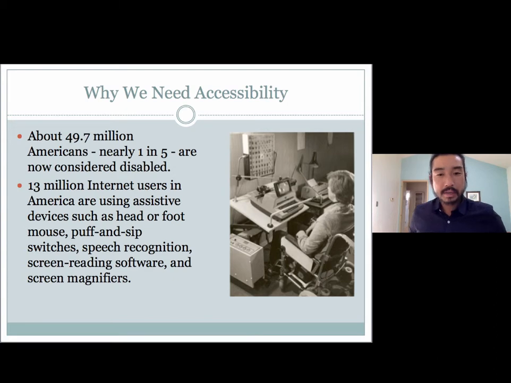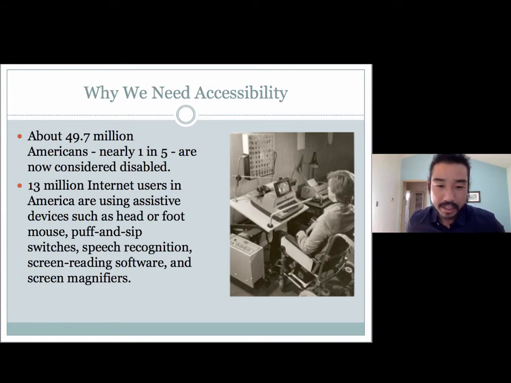I also want you to think about the internet users in general. So we have 13 million internet users in America who are using assistive devices such as a head or foot mouse, which are for users who don't have use of their hands or arms. We have a puff and sip switch, which is another way to navigate online for users who don't have use of their hands or legs or feet. So they actually use something that goes into their mouth and they're able to navigate using puffs of air.